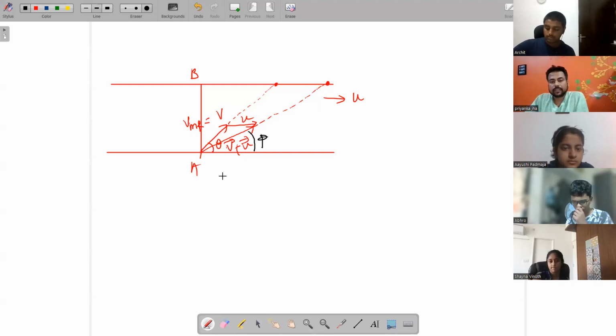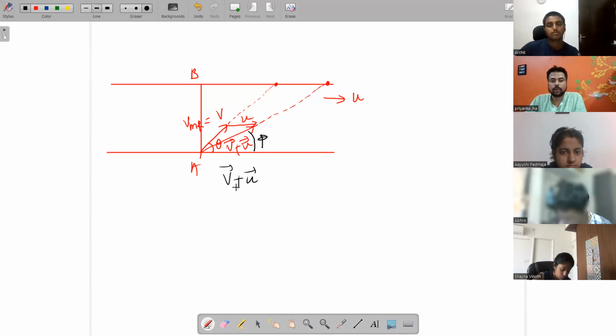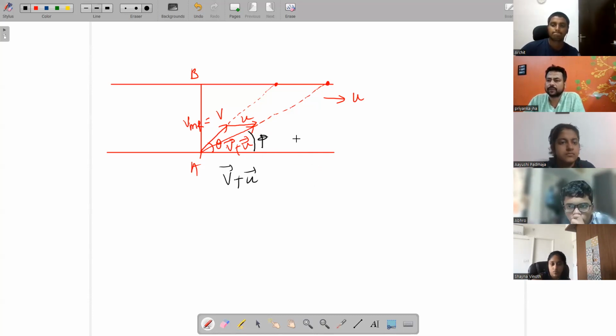So the resultant vector is v plus u. Now, suppose I break this into components. Okay. You guys noted? I mean, there is nothing to note in this. I just like to try to make you understand vectoriality. So noted?